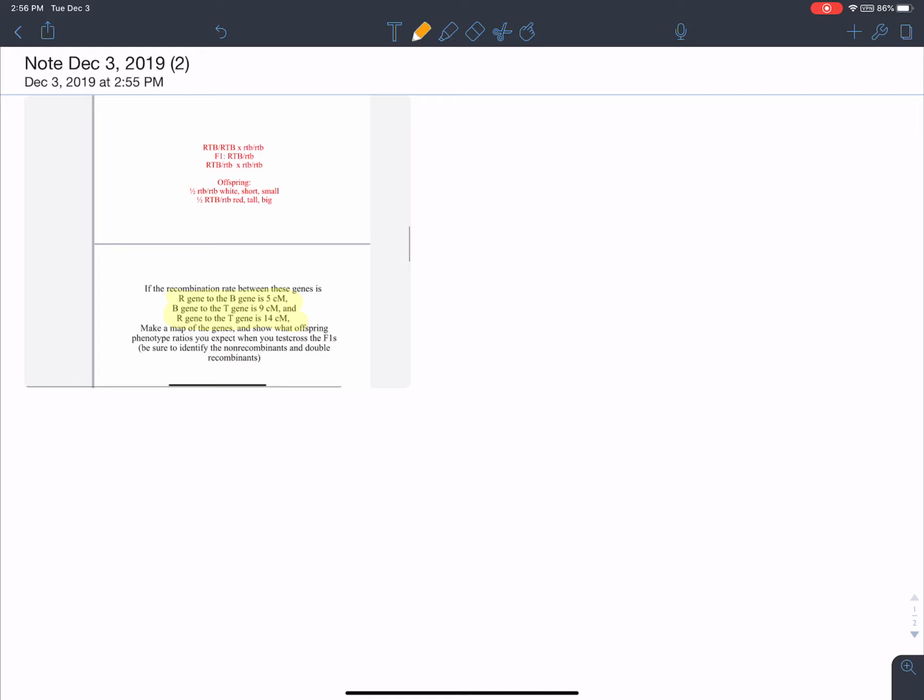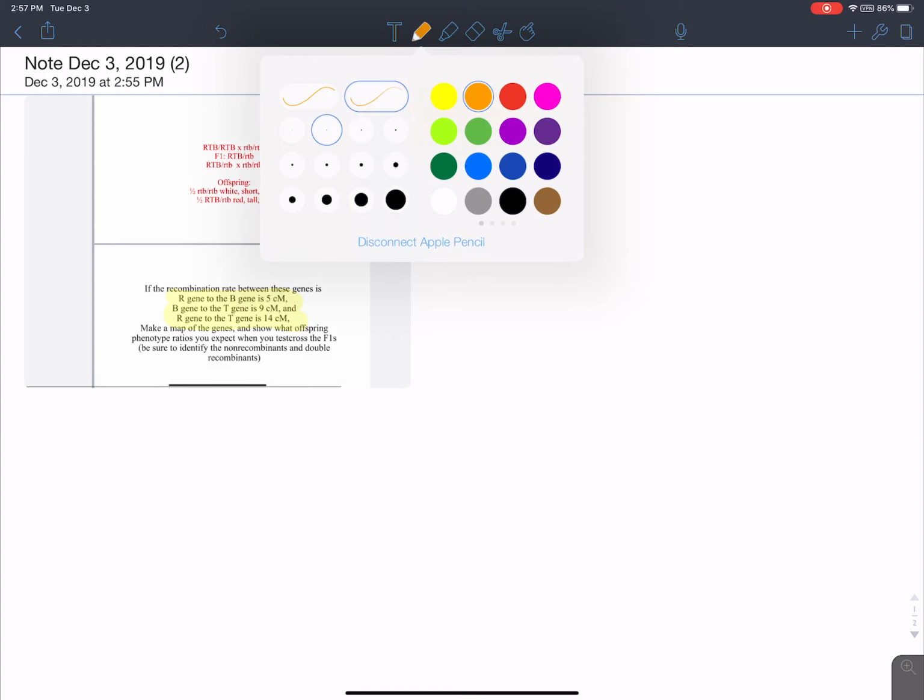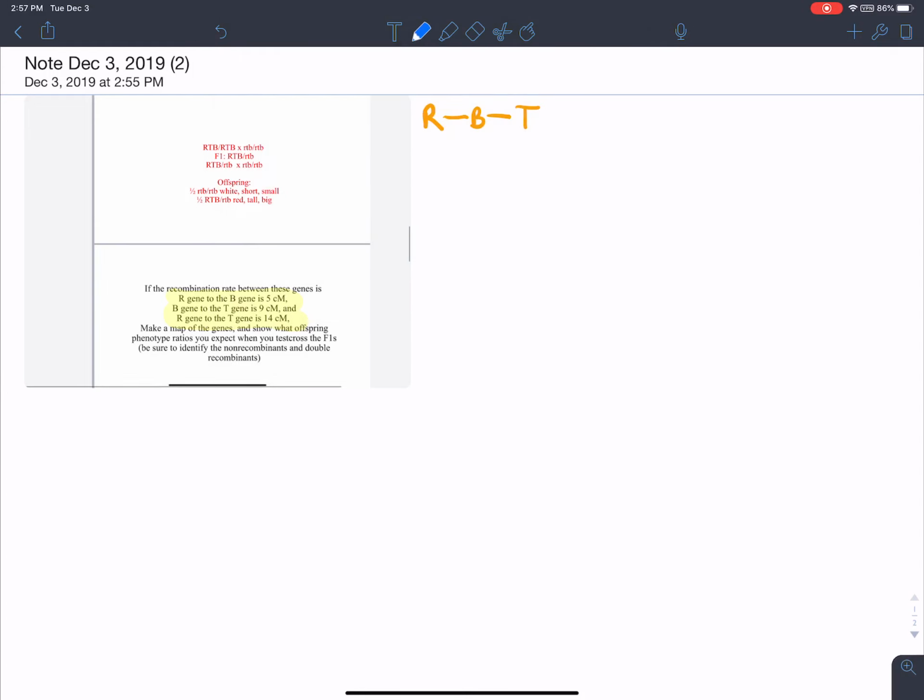So they're all under 50, so I like to start with the largest one and say R and T must be on the outsides. R and T are on the outsides, and B is in the middle. So this is our order. It tells us that the recombination rate between R and B is 5 centimorgans. So let's just put 0.05. And B and T is going to be 0.09. And between R and T, we got 0.14.